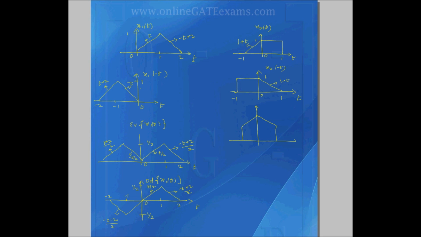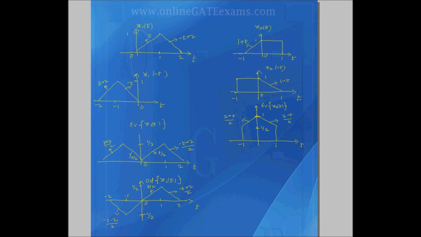So this amplitude will be 1, this amplitude will be half, and the equation of this line would be (2 minus t) by 2, and the equation of this line will be (2 plus t) by 2. So this is our even part. The time limits will remain the same at minus 1 and plus 1. So this is our even part of x2 of t.